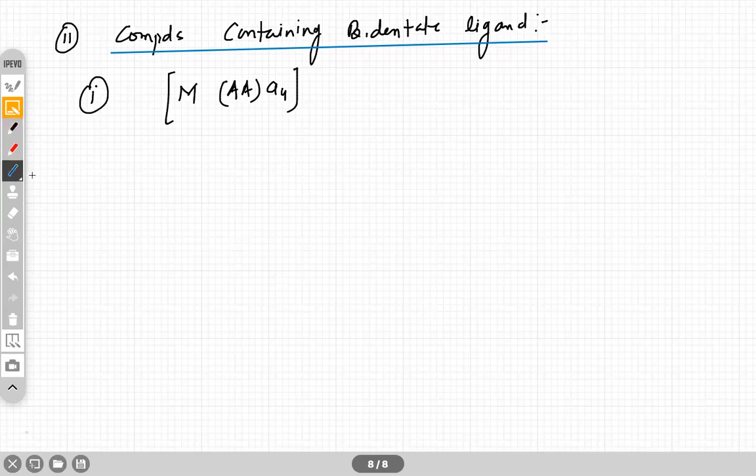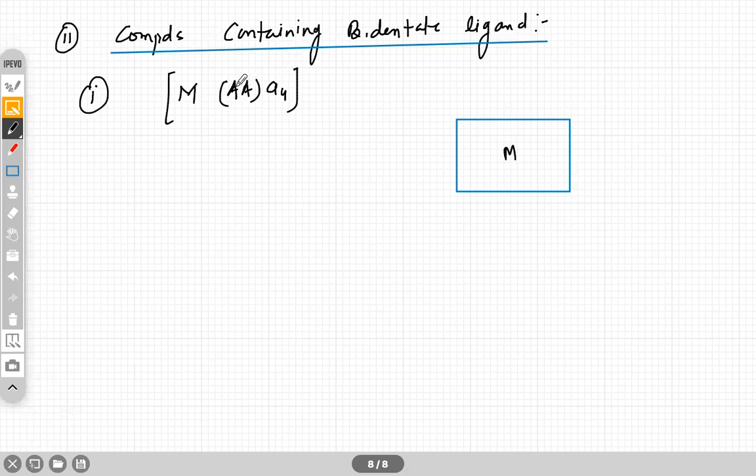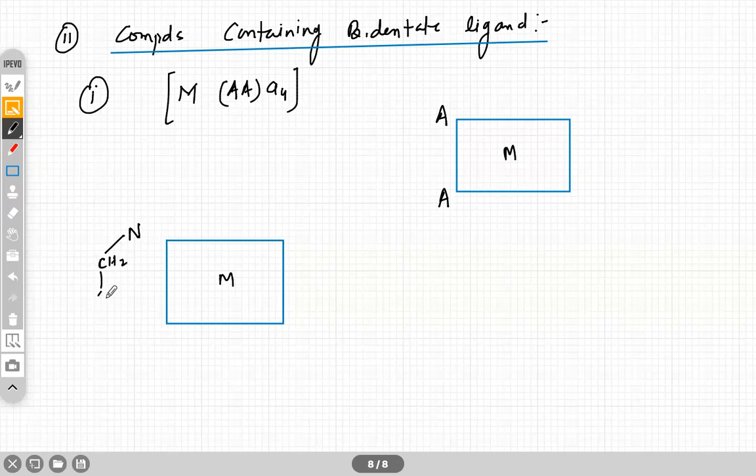When coordination number is 6, the geometry is octahedral, and to draw the structure, we'll draw a square. What you have to keep in mind here is that whenever you have a bidentate ligand, whether it is symmetrical or unsymmetrical, the two donor atoms, in this case A and A, must be present at 90 degrees. 180 you cannot place. For example, you see ethylene diamine. I'm just trying to make you understand this. We have nitrogen as a donor atom, and this nitrogen is connected with CH2, CH2, and another nitrogen atom like this. It donates electrons and forms a complex like this.